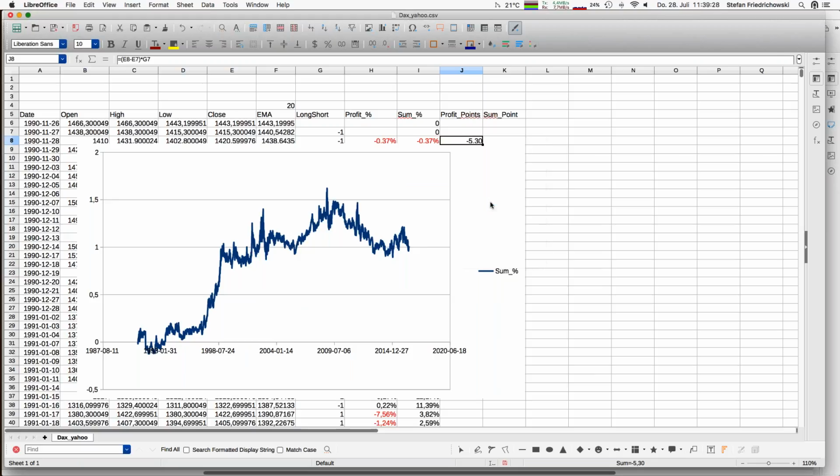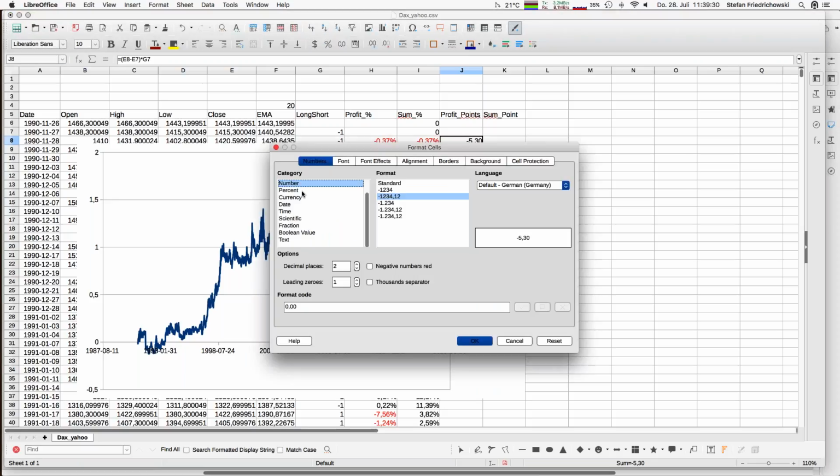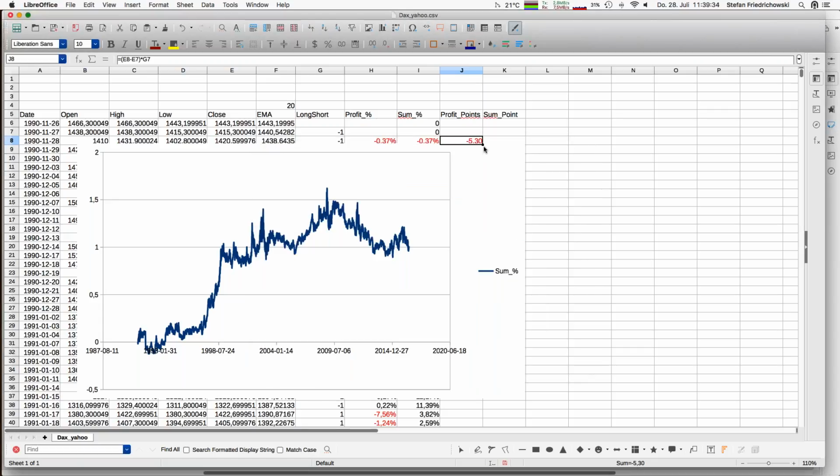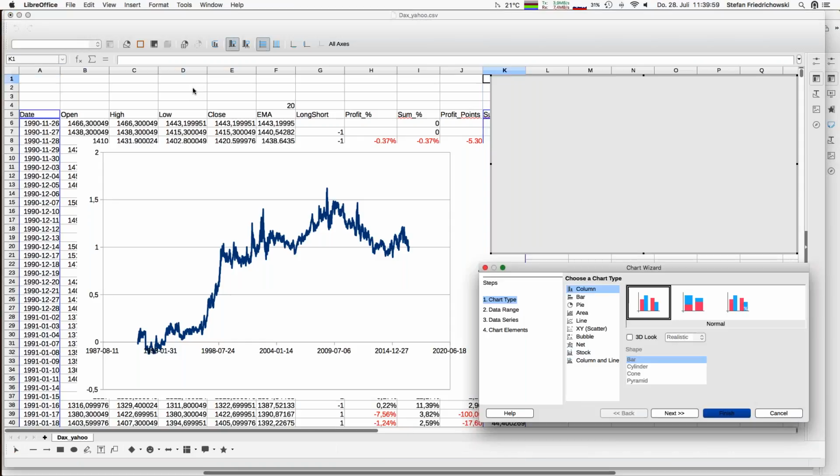Then let me do it with red as well, so negative numbers in red, and we can have the same all over, and then we do the summation as well. That's quite simple. Let me have 2 zeros here as well. And then we can have a look at the profitability in terms of absolute DAX change.